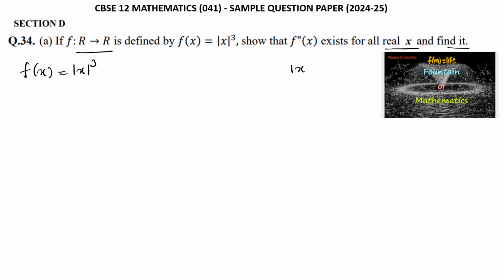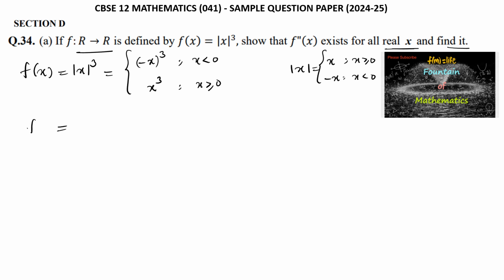So we know that mod x is equal to plus x when x is greater than or equals to 0, and negative x when x is less than 0. So here we can write negative x whole power 3 when x is less than 0 and positive x power 3 when x is greater than or equals to 0. That is, f of x is equal to negative x power 3 when x is less than 0 and x to the power of 3 when x is greater than or equals to 0.